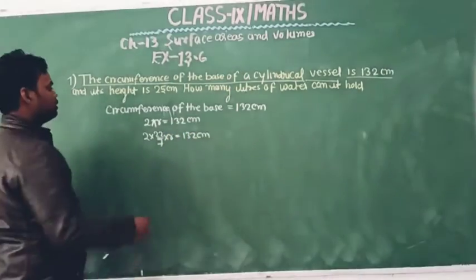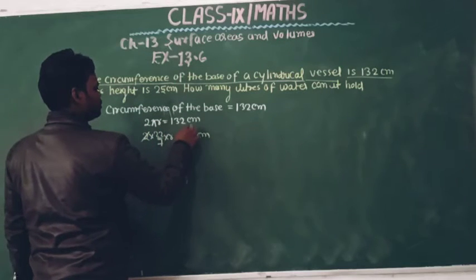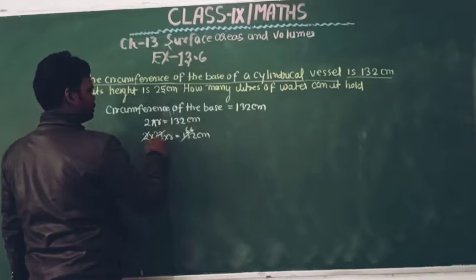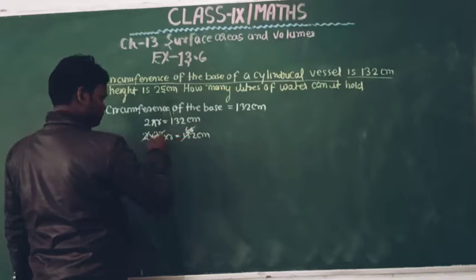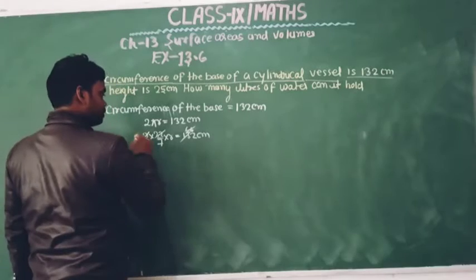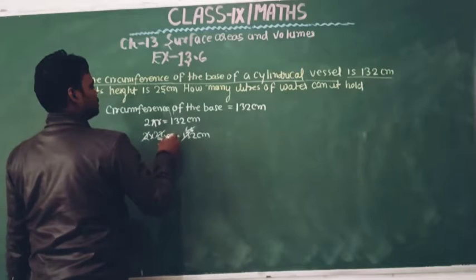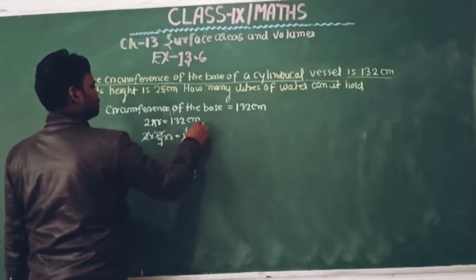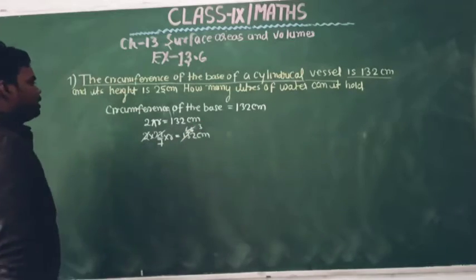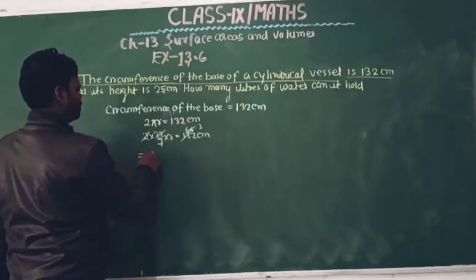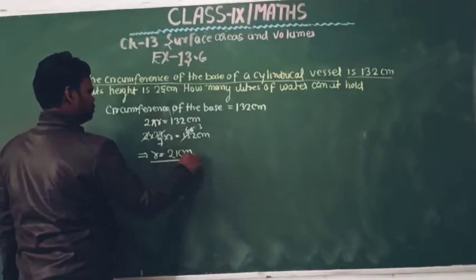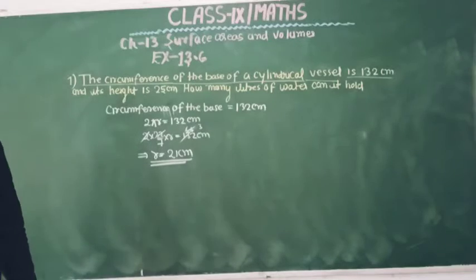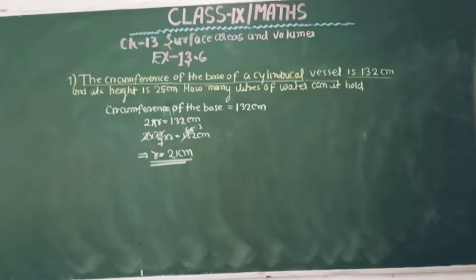Now simplify. So r equal to 7 into 3 equal to 21 centimeter. So the radius of the base of the vessel is 21 centimeter.